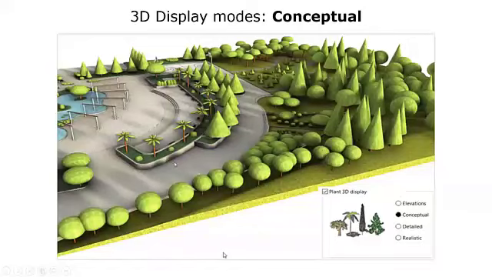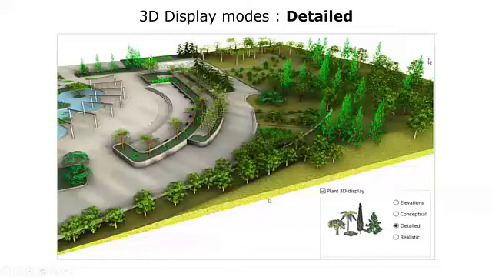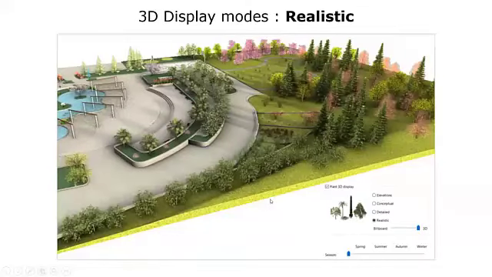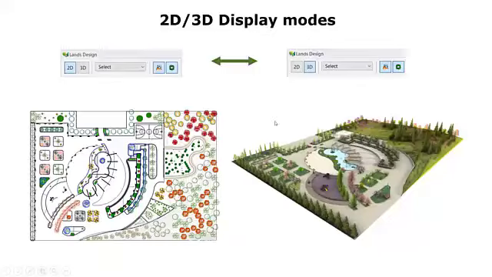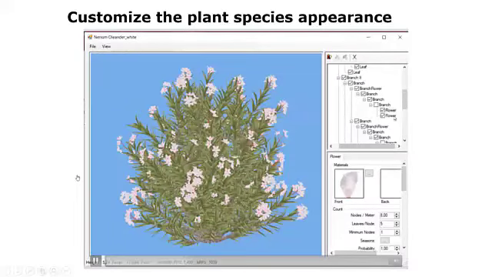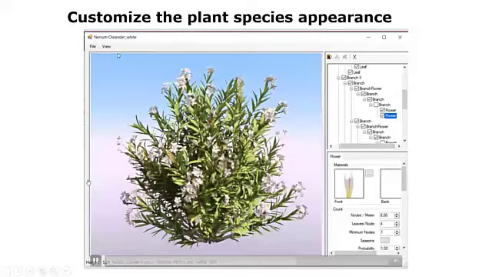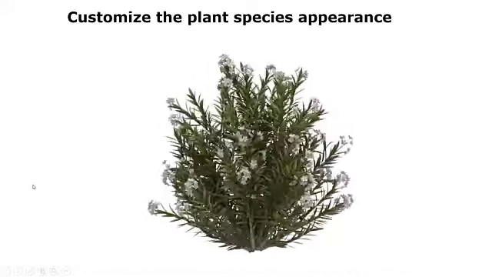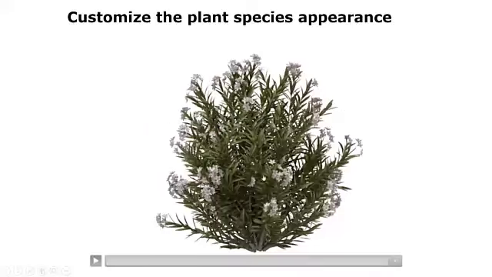There are different display modes. One is conceptual. You can shift from conceptual to detailed just by one click, or from detailed to realistic as well. You can shift between 2D and 3D at any moment of the design process, as you see here, just by one click. Also, inside the plant database, there is a plant editor that lets us modify and customize the existing plant species. In this way, if there is a plant species that does not exist in the plant database, you can produce it by yourself.